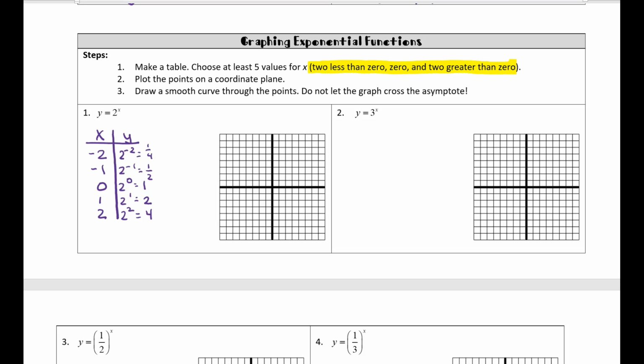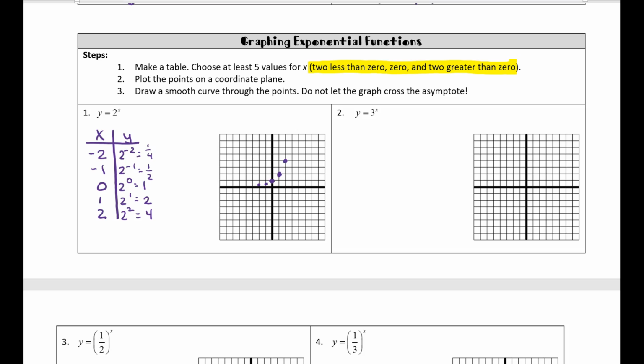So now that we have our x and y values, we're going to plot these points on a coordinate plane. So we're going to do -2, 1/4, which is really, really close to the x-axis. -1, 1/2. 0, 1, 1, 2, and 2, 4.